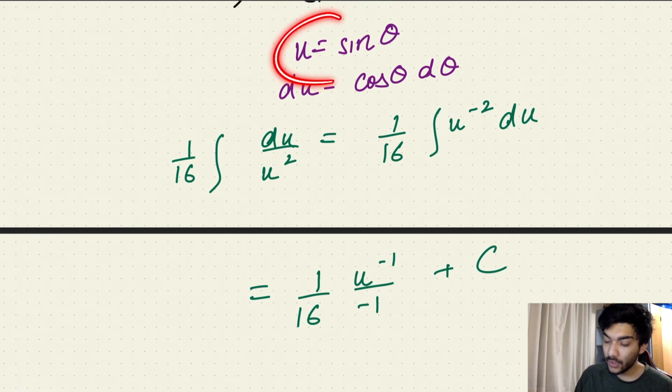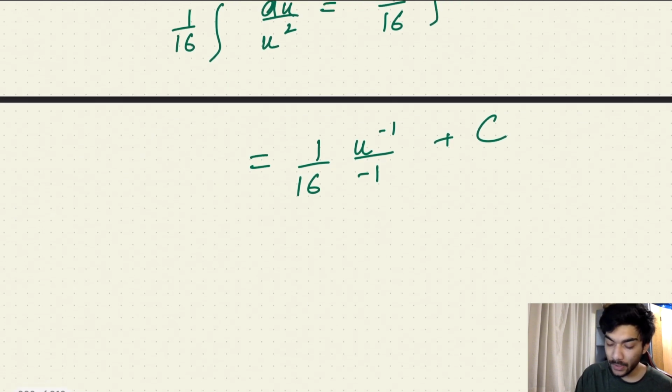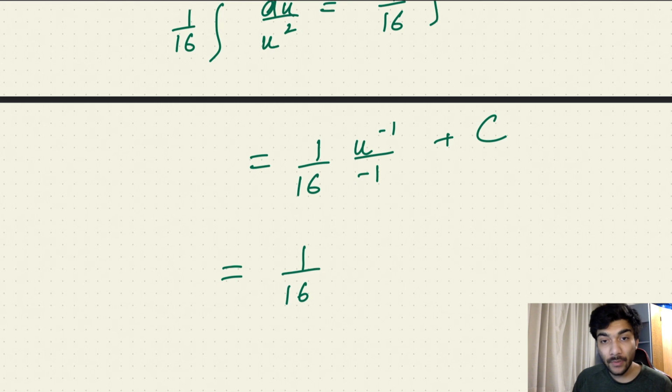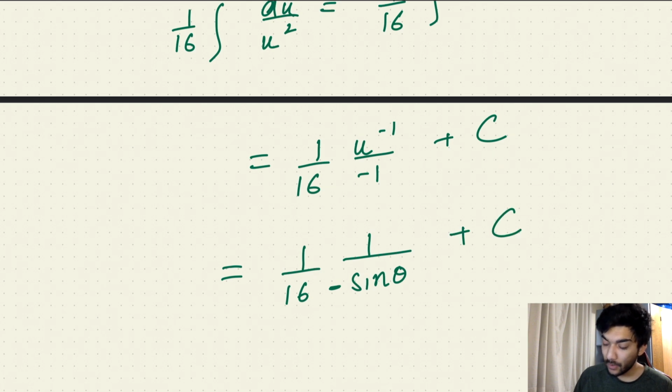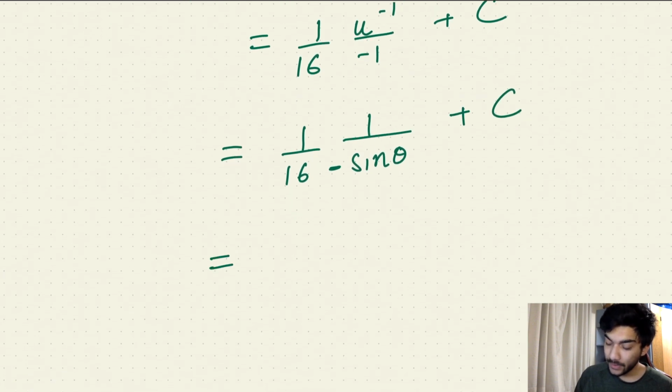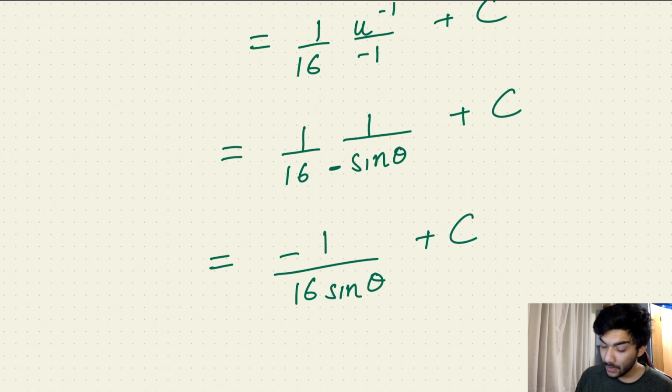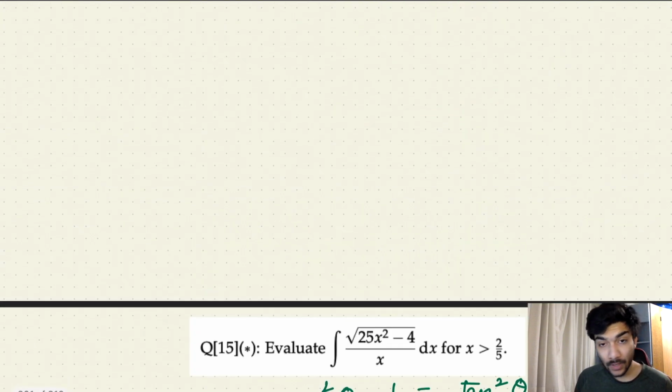And now since your u was originally sine theta, if you want the answer to be in terms of sine theta, your answer will be 1 by 16, sine to the power minus 1 theta will become 1 by sine theta, and since you already have minus 1 in the denominator, you'll keep it as it is. So your integral expression in terms of theta will be minus 1 by 16 sine theta plus the constant of integration, right?